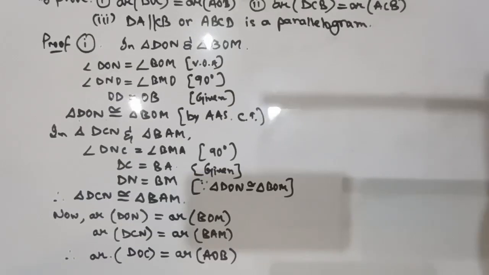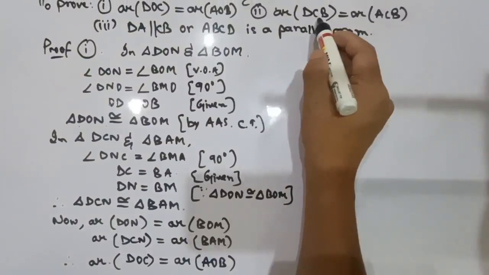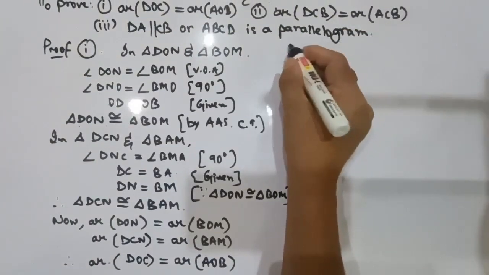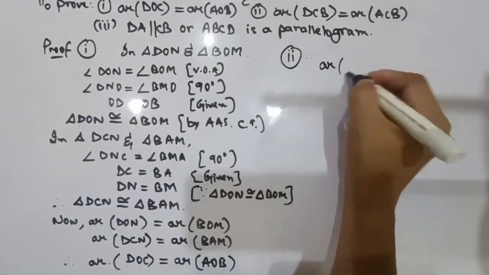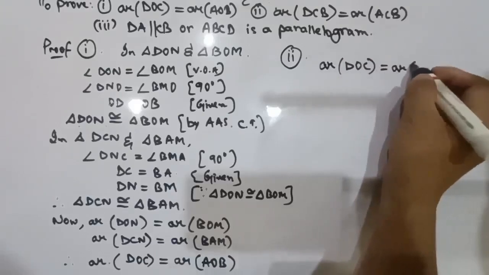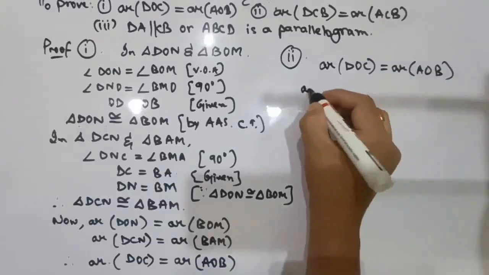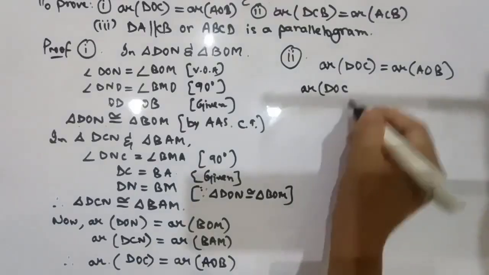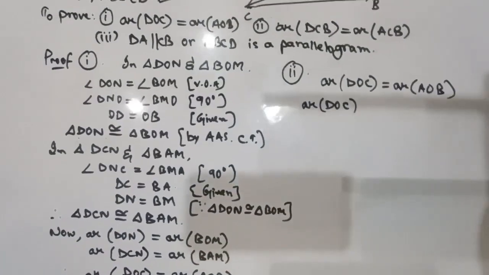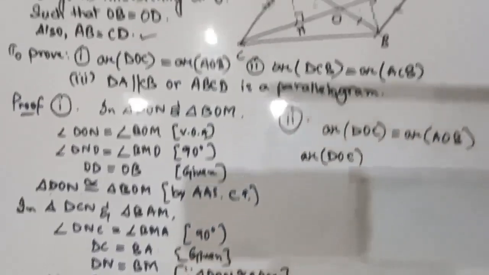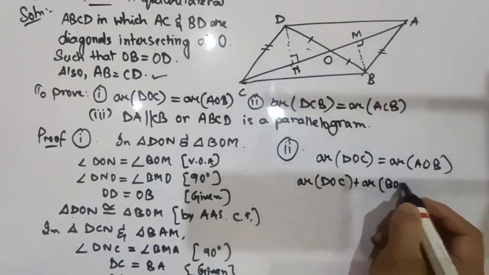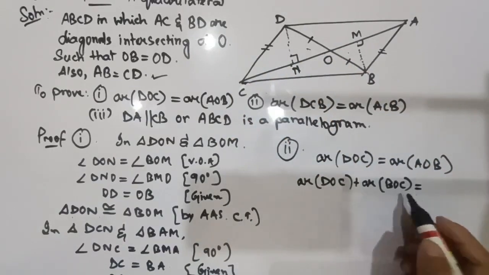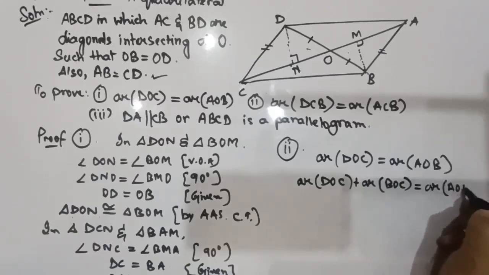Now let us come to the second part, that is area of triangle DCB is equal to area of triangle ACB. So let us try to prove the second part. In the first part, we have proved that area of triangle DOC is equal to area of triangle AOB. Now if we add area of triangle BOC to both sides of this equation, we get area of triangle DOC plus area of triangle BOC equals area of triangle AOB plus area of triangle BOC.